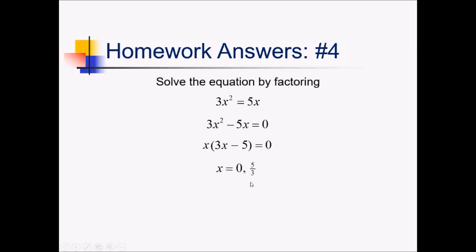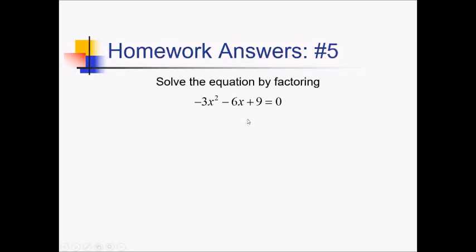To solve this one by factoring, I first notice that everything is already in order on one side, so that's good news. I just have to go straight to factoring then. And I notice I have an a value that's not 1, so let me take out a common factor if I can. It looks like all of these coefficients are divisible by negative 3. So if I factor out a negative 3, that leaves me with an x squared plus 2x, and then this 9 becomes a minus 3.